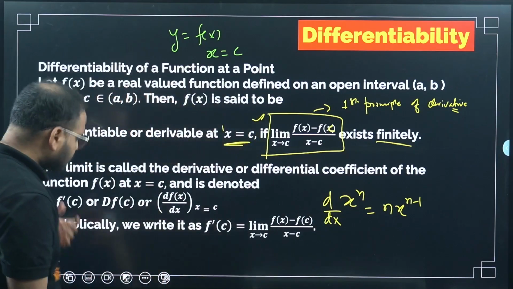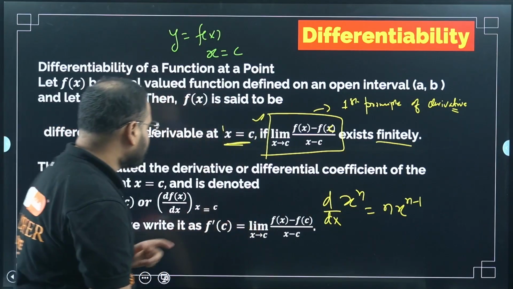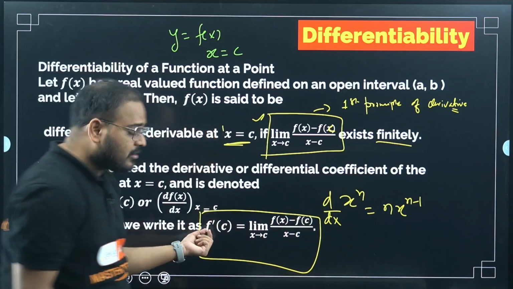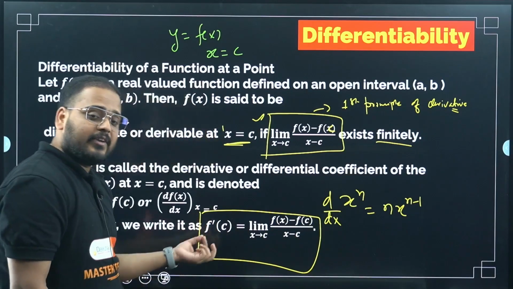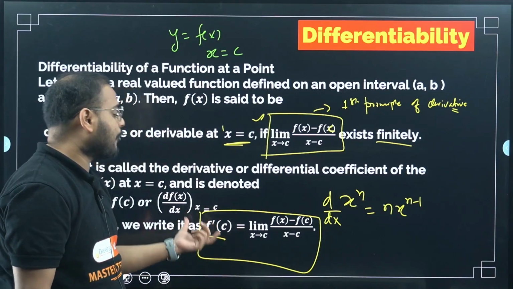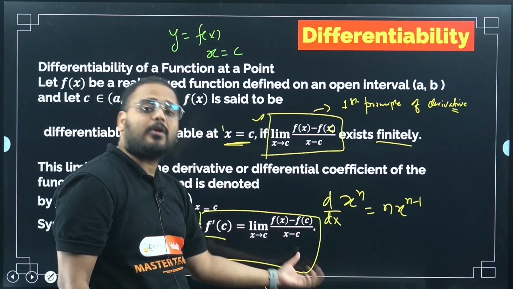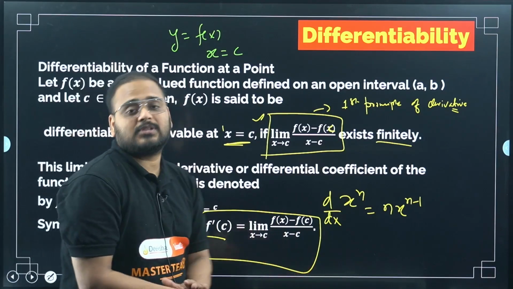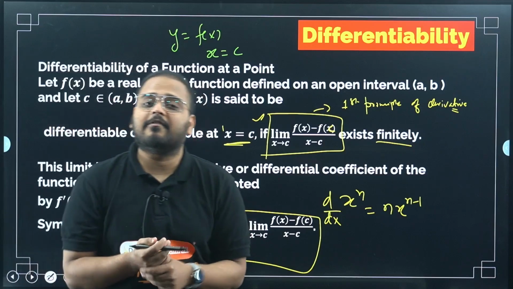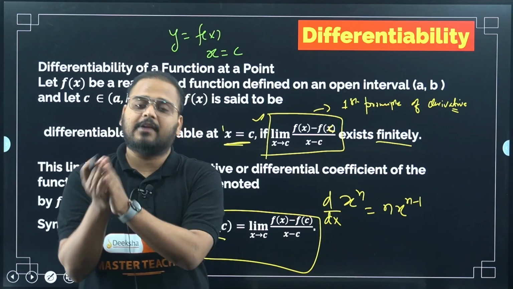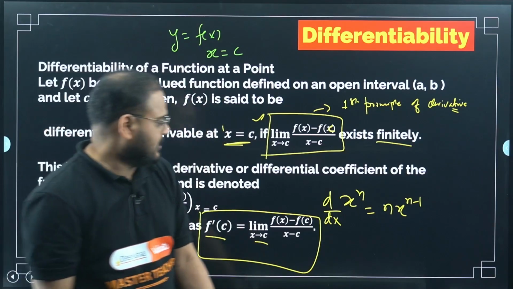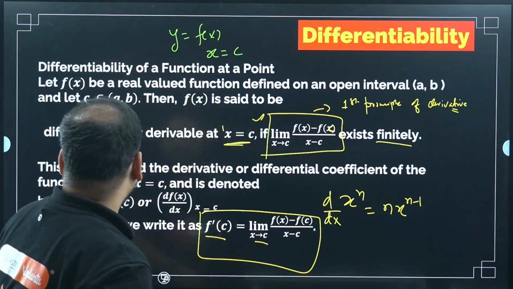So let's see now how we represent it. The representation looks like this. I'll read it for you so that you understand. This is read as the function's derivative at point c, or differentiation at point c, is given by the limit of f of x minus f of c upon x minus c when x tends to c. I'll repeat: the function derivative at point c is given by the limit of the function f of x minus f of c divided by x minus c when x tends to c.